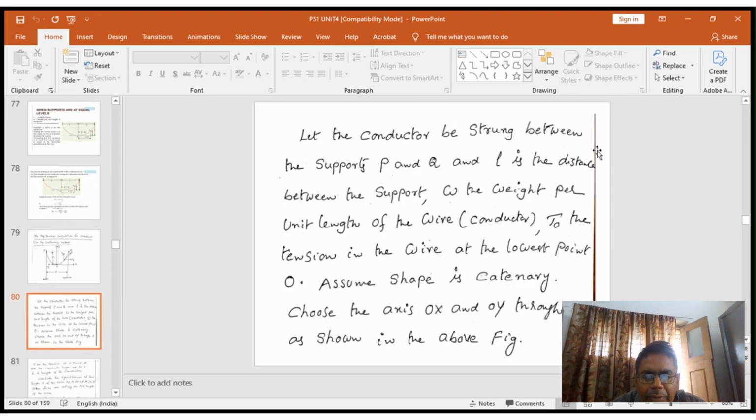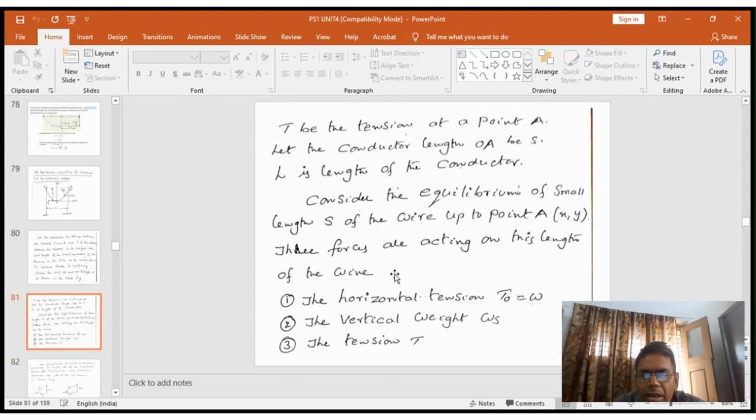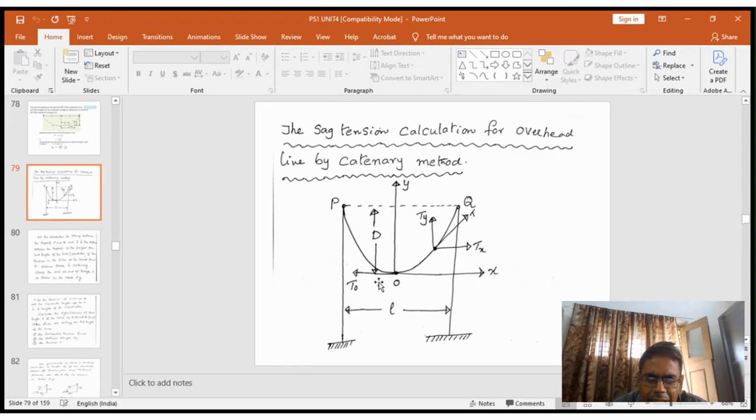Let the conductor be suspended between the two supports P and Q. L is the distance between the supports, and W is the weight per unit length of the conductor or wire. T naught is the tension on the wire at the lowest point O. Assume the shape is a catenary. Choose the axes OX and OY through O as shown in the figure, where O is the lowest point on the conductor. The tension T acts at point A, and the conductor length OA is small s.